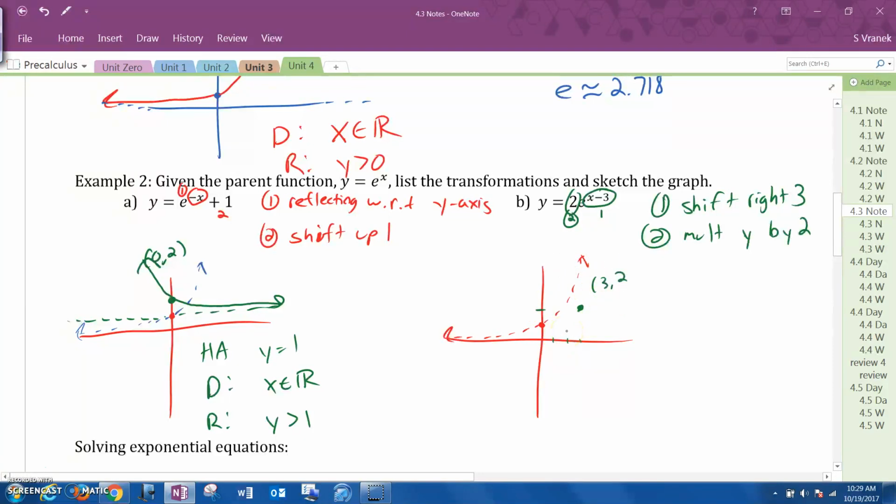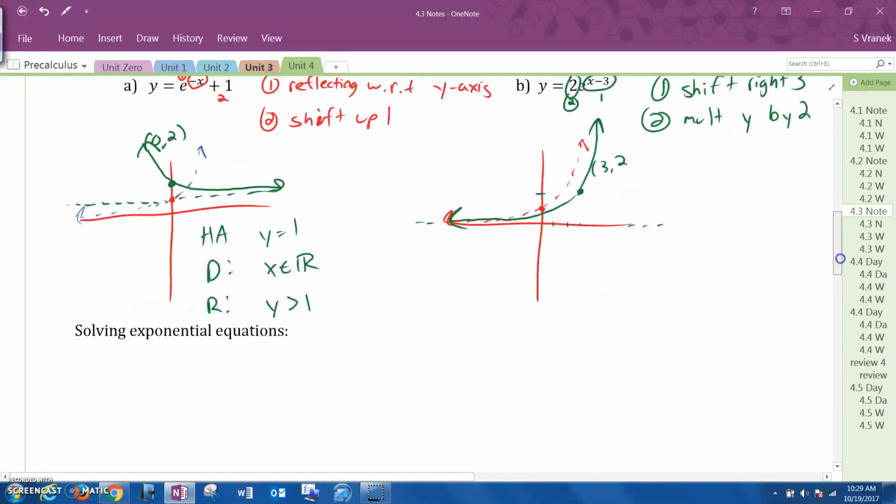We are not moving the horizontal asymptote at all. That stays because we did not shift up anywhere. So this is the point. So it's kind of like this. It's still going to here, but it's going up faster. All right, that's how you kind of do the graphs.